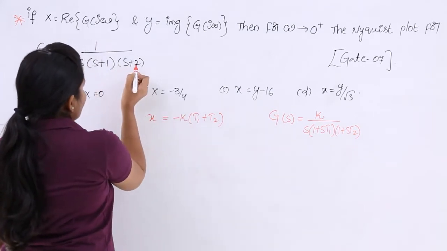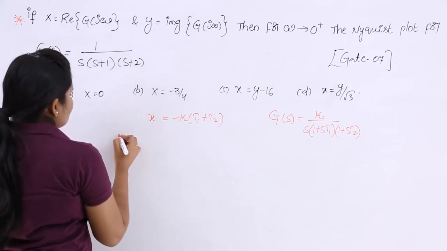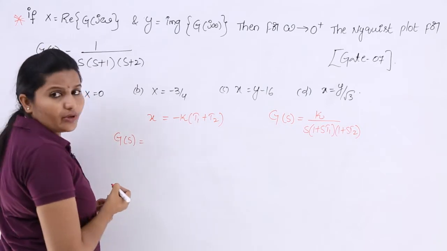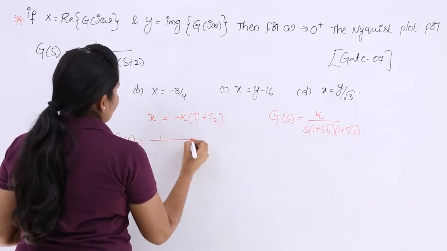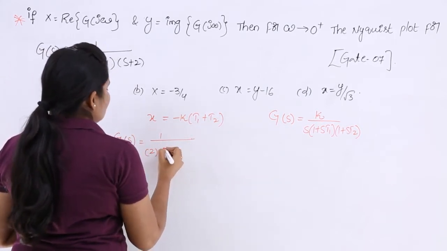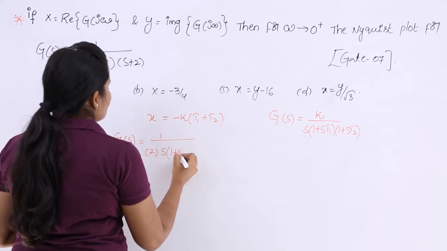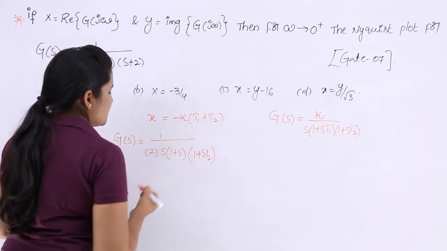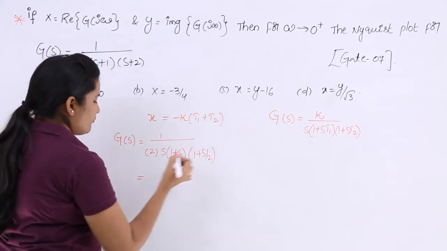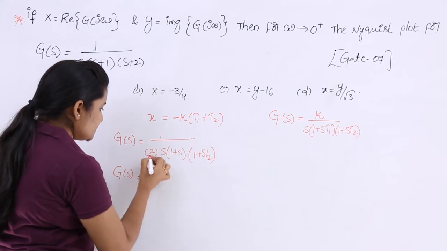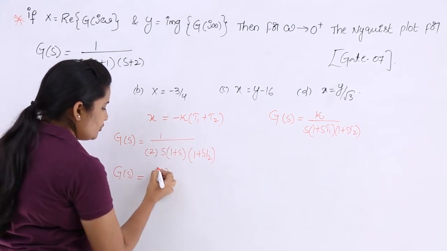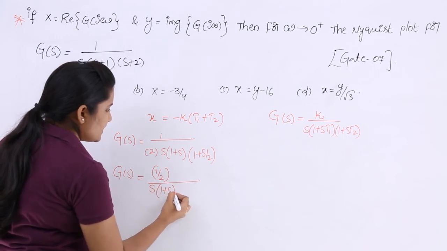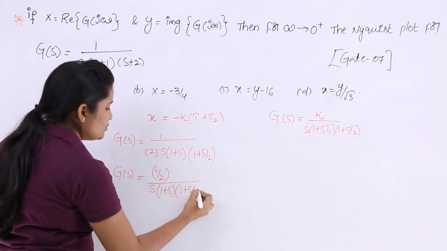Now, I am taking common of these two. So, G of s is equivalent to, taking 2 common, 1 divided by 2 into s into (1 plus s) into (1 plus s by 2). So, now I am writing it in that form: G of s equals 1 by 2 in the numerator, divided by s into (1 plus s) into (1 plus s into 1 by 2).